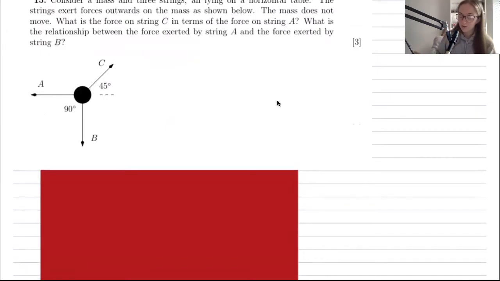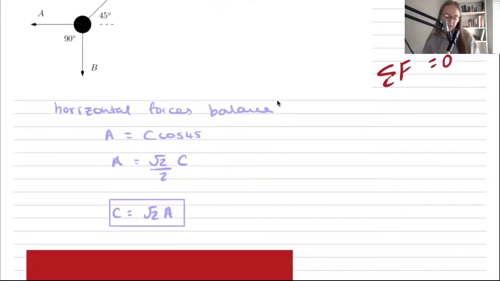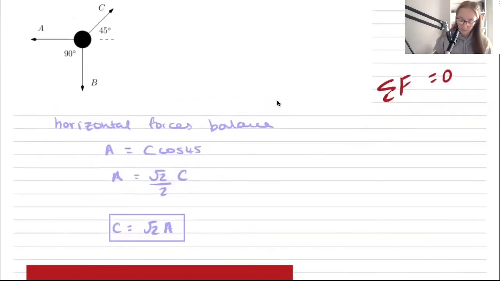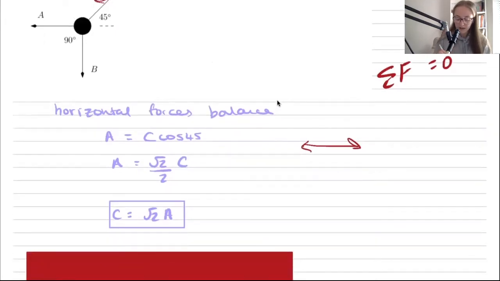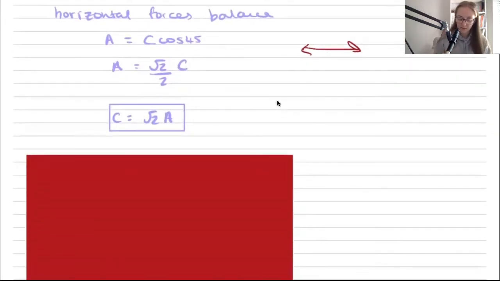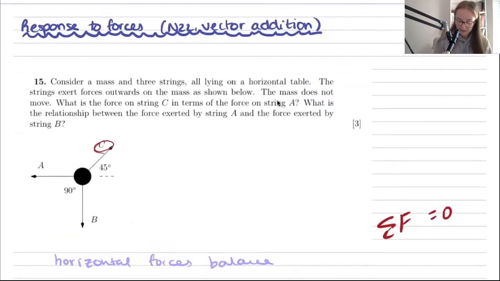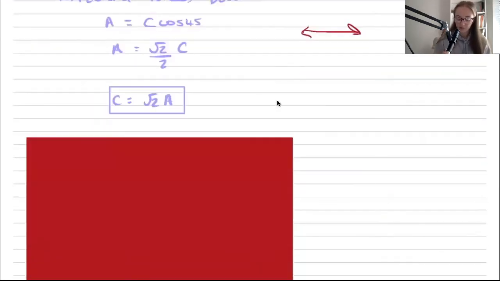So if our mass is not moving, what does that imply? That would imply that our net force is equal to 0. So if we use Newton's second law in all of the directions, if we take the horizontal forces here, we can say that the net horizontal force is 0. So that means that A has to be equal to the horizontal component of C. So A is equal to C cos 45, and we end up with C is root 2 A, because it asked us to find an equation for C in terms of A. So we had to make sure that we rearranged it as an equation of C in terms of A.